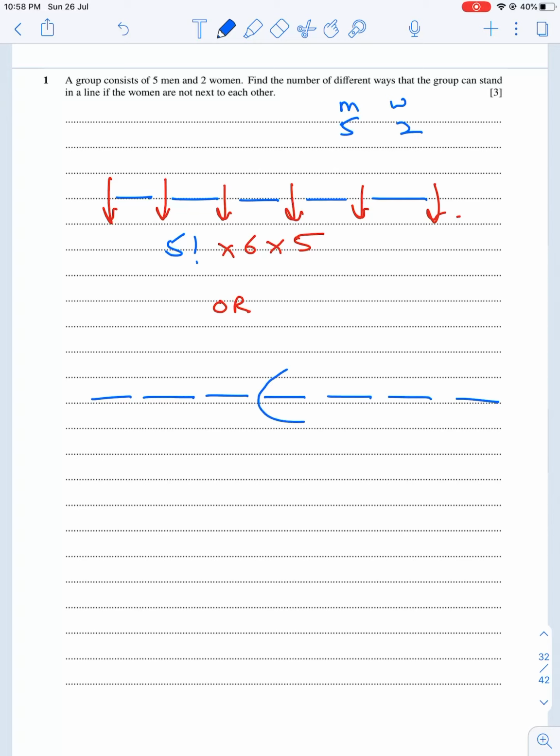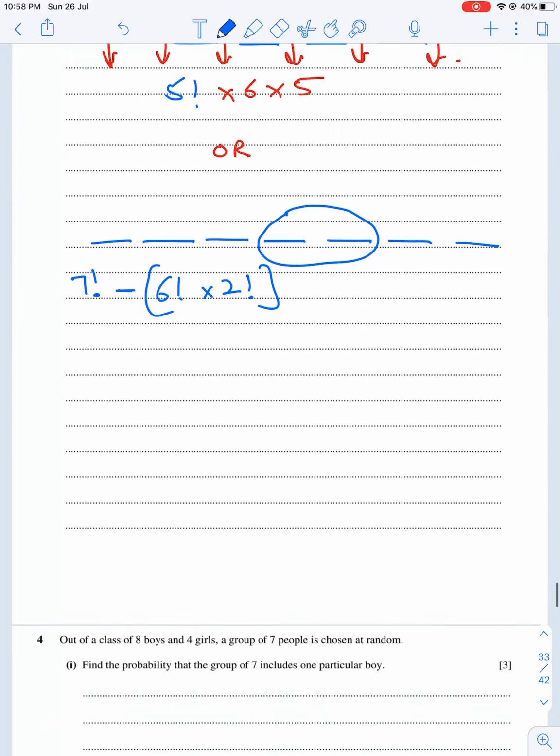Now you make the women stand together. So you've got 6 factorial into 2 factorial as the case where the 2 women are standing together. So subtract this answer from the total number of permutations or arrangements, 7 factorial, the permutations without any restriction. You subtract the cases where the women are together. This will give you the same answer as the previous method.